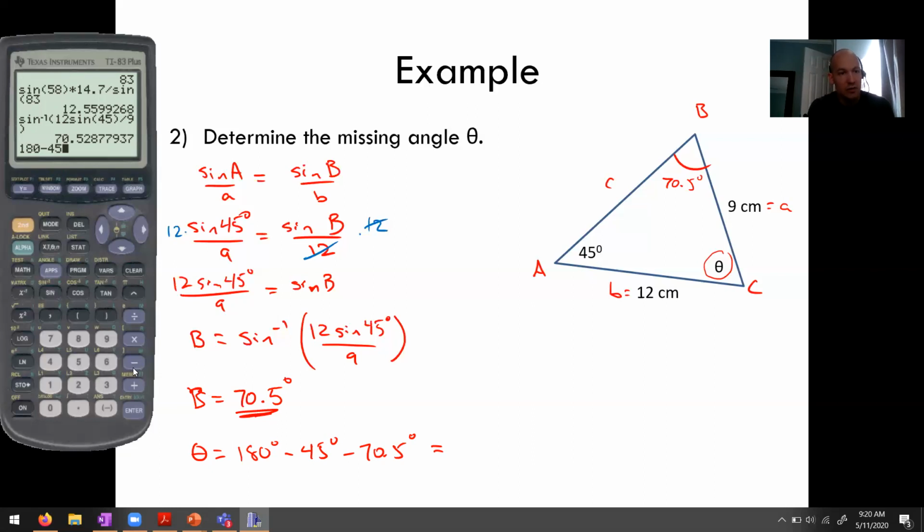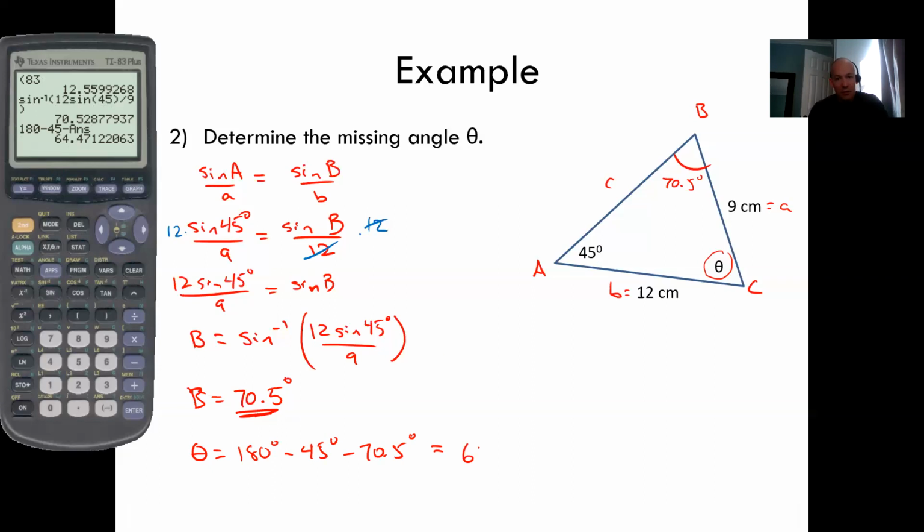45, and then instead of subtracting 70.5, I'm going to use my answer key here to make sure I get the exact value. So the exact value here is 64.47, blah, blah, blah. Okay, so I'm going to round that to 64.5 degrees, and there's my angle.